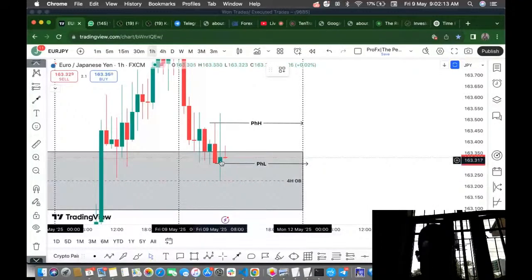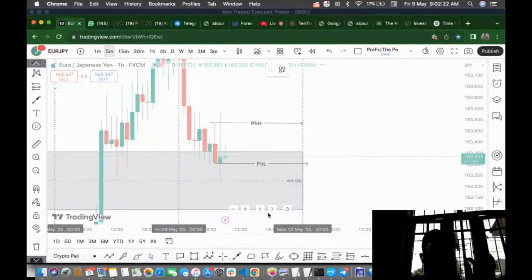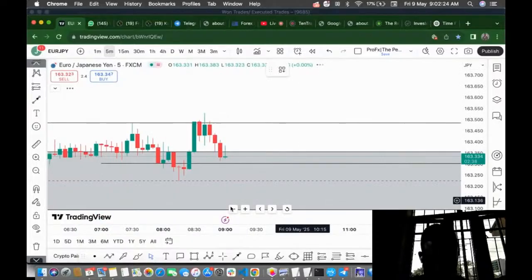You can see this candlestick. So this will determine what's going to happen for the next 2 hours. That 7 o'clock high and low determines what will happen for the next 2 hours, or even 4 hours.